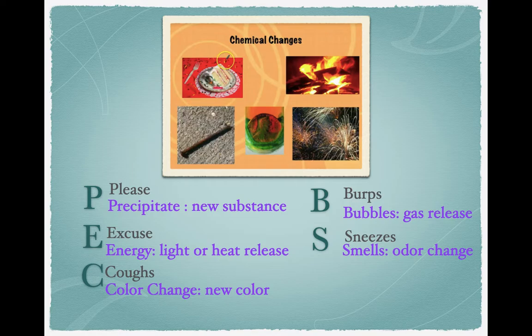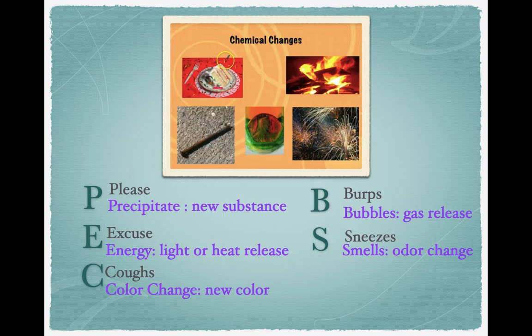Our examples or our indicators of a chemical change. So you have this kind of written down there for you. So where it has the big P, and then it says precipitate. Above the word precipitate, you're going to write the word please. So our acronym, our mnemonic device for remembering chemical changes are please, excuse, coughs, burps, and sneezes. So that's what goes with those letters. So please is to precipitate. I get a new substance.